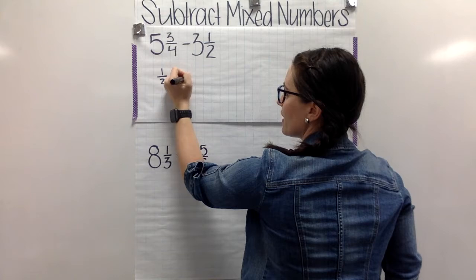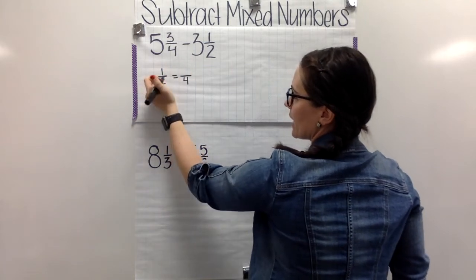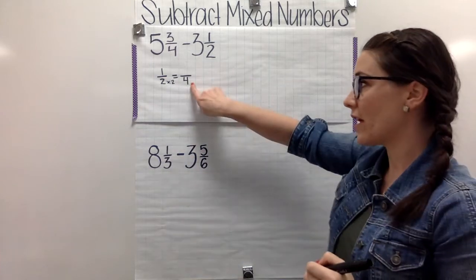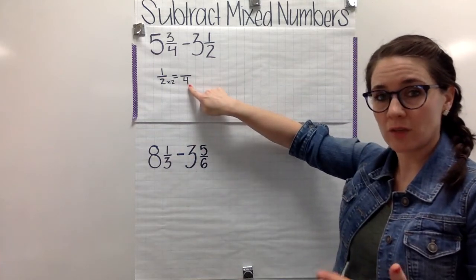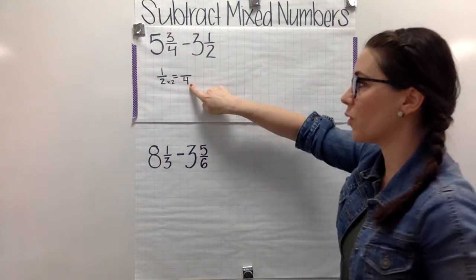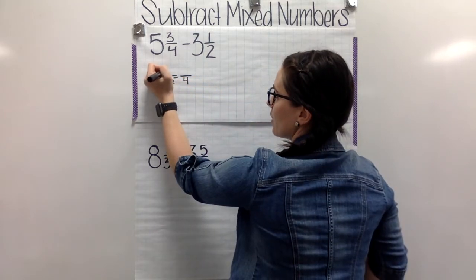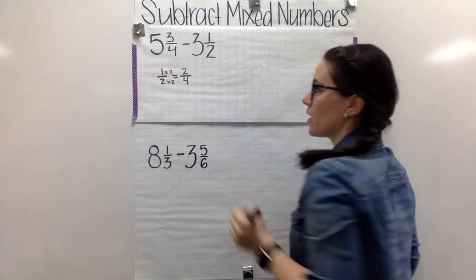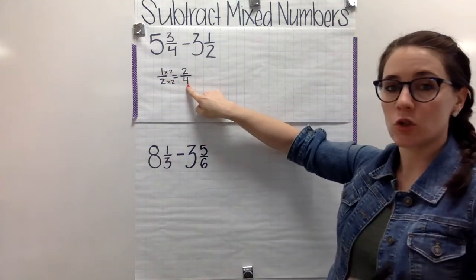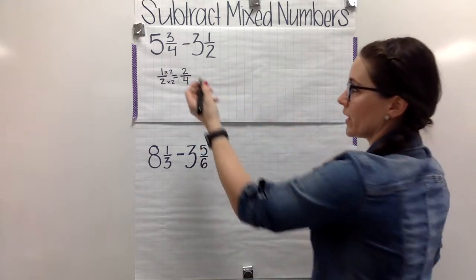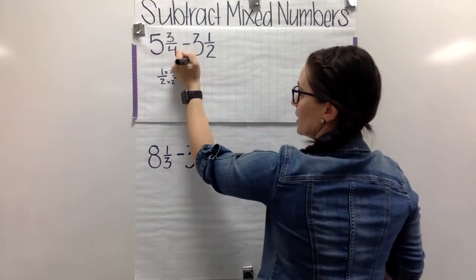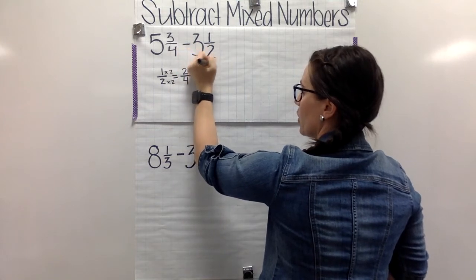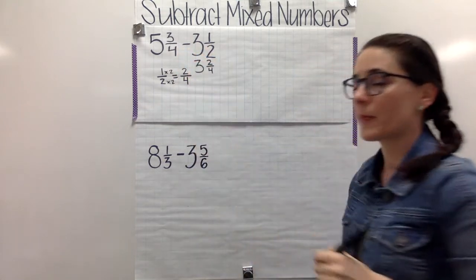Well, I have to think about, all right, if I take each piece and I cut it into two smaller pieces, well, then I've made four pieces, four smaller pieces. So 2 times 2 is 4. And if I did that, I also have to multiply my numerator by 2 as well. So we know that 1/2 equals 2/4. So when we write this, instead of using 3 and a half, we're going to replace that with 3 and 2/4.